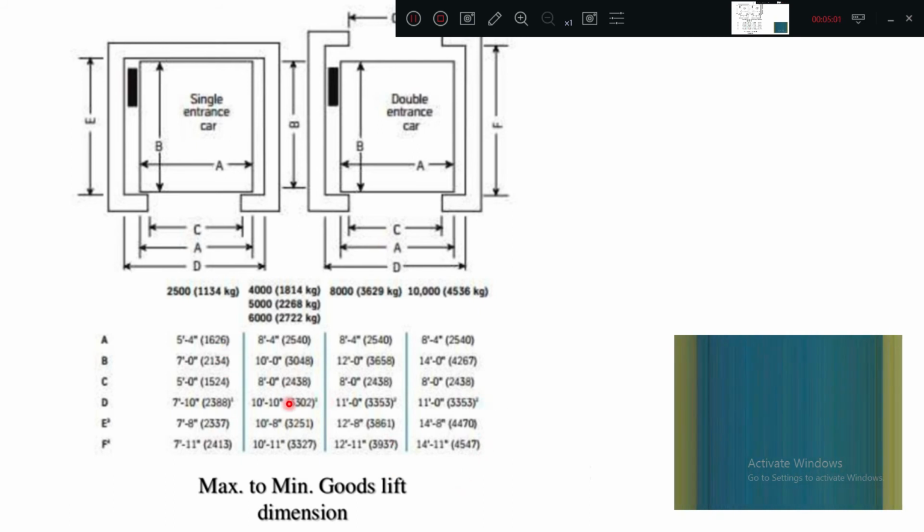Now for the columns, see, load carrying capacity. The capacity of this lift is 1134 kg. For this it is more. As the capacity goes higher, the dimensions are also increasing. For 1134 kg, there is one dimension. Let us see a dimension: 1626, increased to 2540. So now what is A? It is the inside clearance length. What is B? It is a length. So here width and length of the inside car.